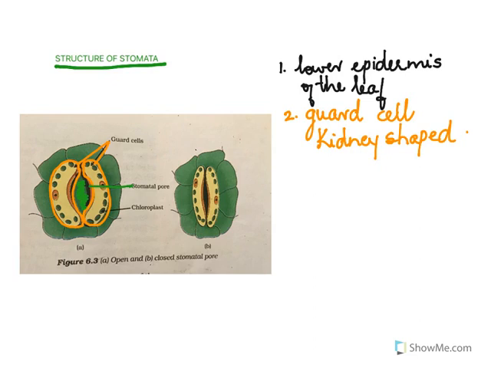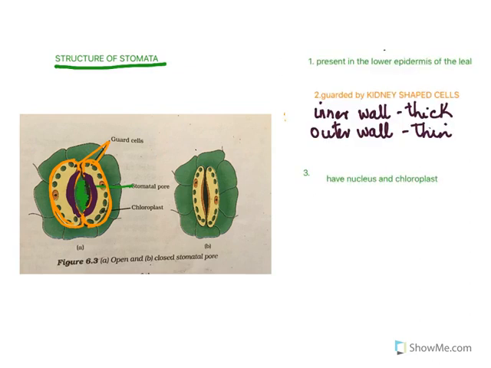Now the inner walls of the guard cells are thick, while the outer walls are thinner. These outer walls are thin, and there's a reason for this. We will see later. The inner walls are thick and the outer walls are thin.